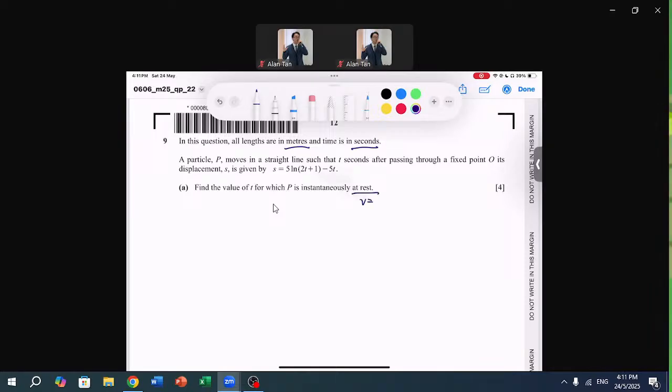At rest means v equals 0. So first thing, from s to v, v equals ds/dt. So you're going to differentiate this equation. 5 ln(2t plus 1) differentiated is 5 times 2 over 2t plus 1, so 10 over (2t plus 1), minus 5. v equals 0, so 10 over (2t plus 1) minus 5 equals 0.